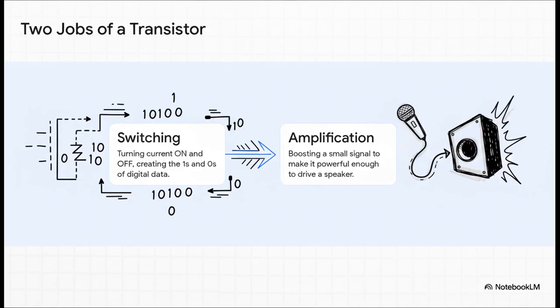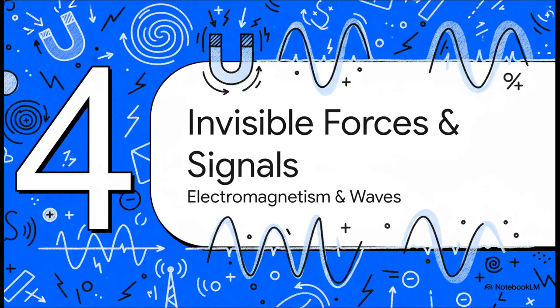So what do we do with this amazing little gatekeeper? Well, it has two fundamental jobs. First, as a switch, it can turn a current on or off billions of times a second. And that's how we create the ones and zeros that are the foundation of all digital information. Second, it's an amplifier. It can take a tiny, weak signal, say from a microphone, and boost it until it's powerful enough to drive a massive speaker. Pretty incredible.